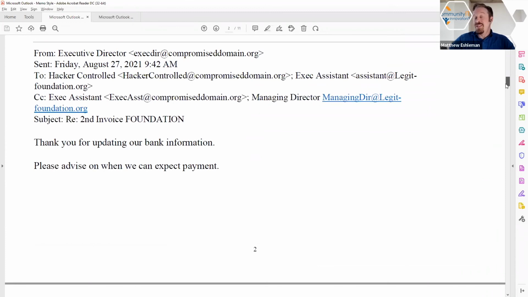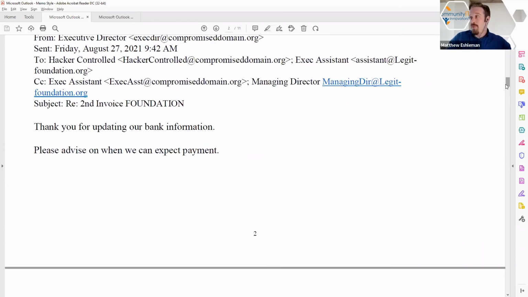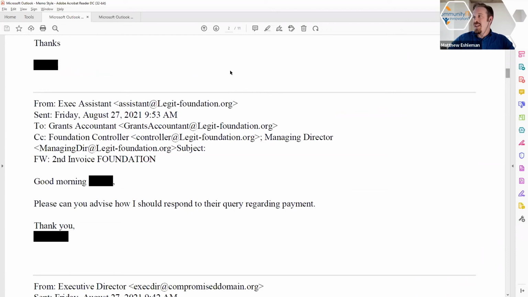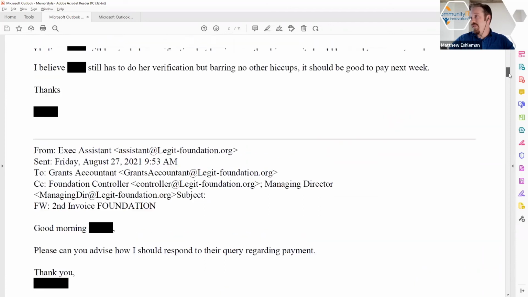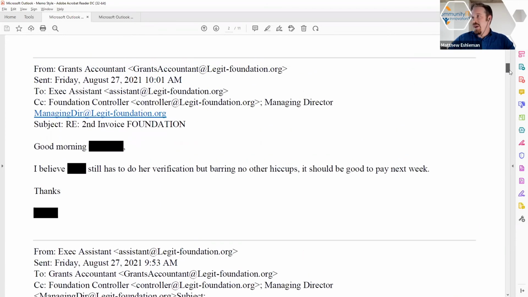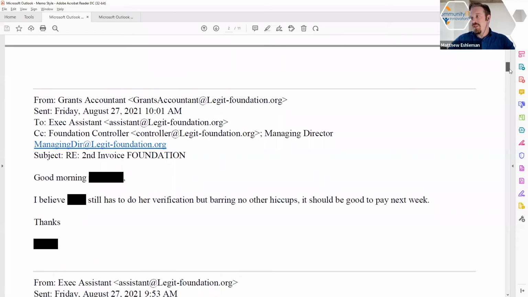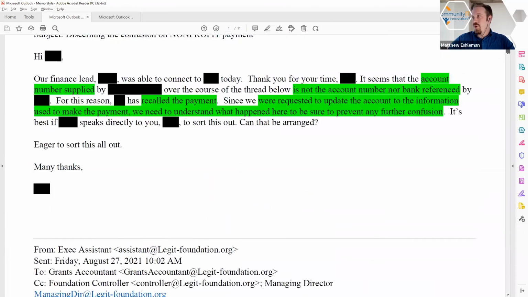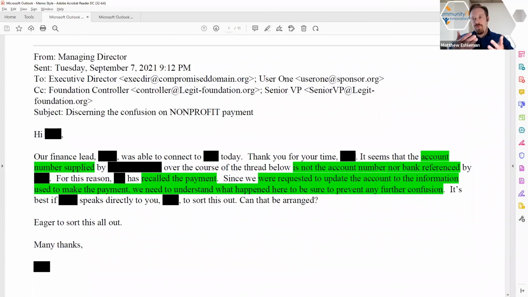And then the executive director, also compromised, is also following up. When can we expect payment? The executive assistant is looping in the grants accountant at the foundation along with the controller and the managing director, right? Hey, when are we going to be able to provide funding? Grant accountant replies, we still need to do verification. All right, we're all good. And now we have crisis averted.